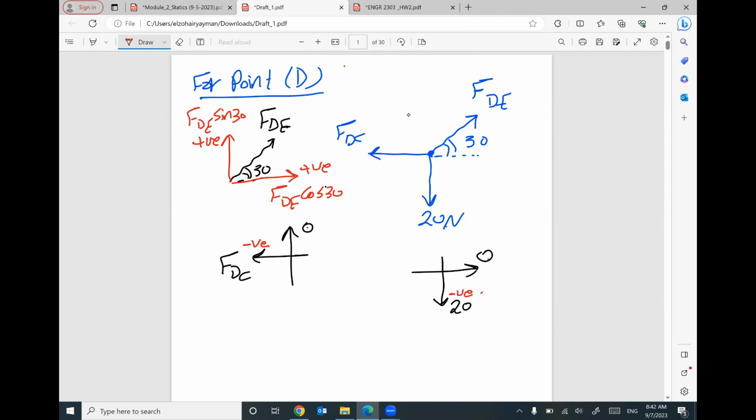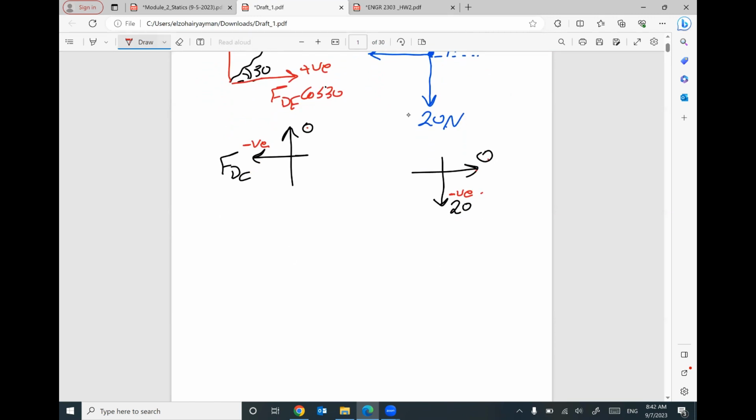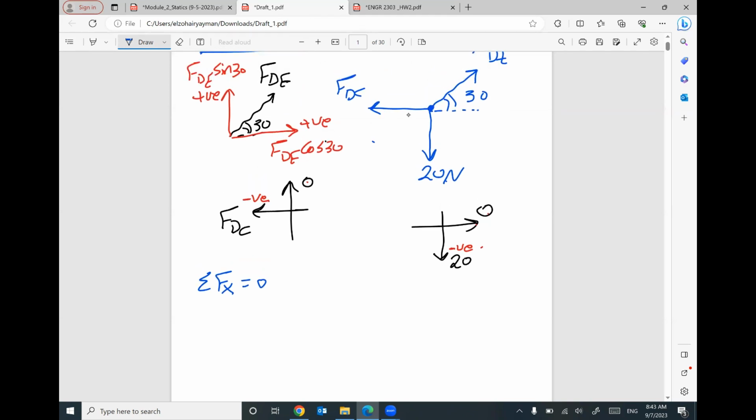I will start to apply my equilibrium equation. Summation of all X components equals 0. Please put all components in the X direction. This one, FDE cosine 30, negative FDC, plus 0 equals 0. We have this component, this component, and this component in the X direction.